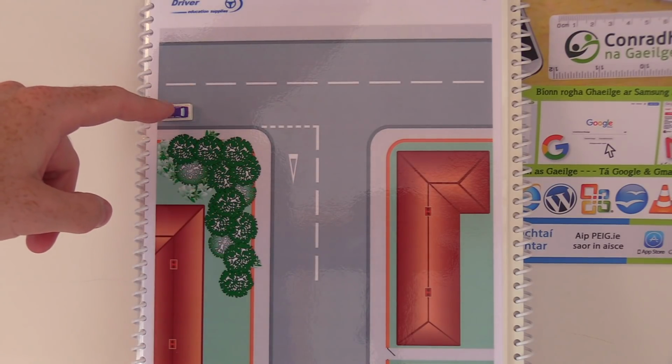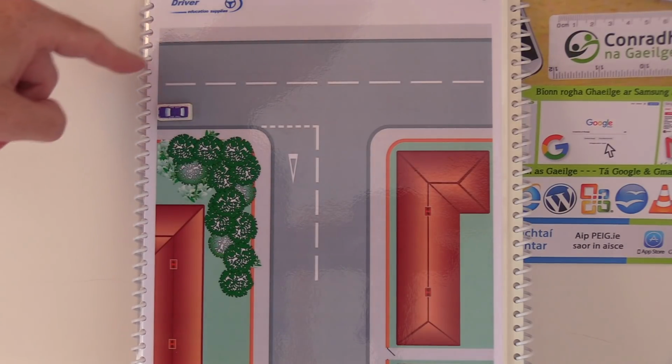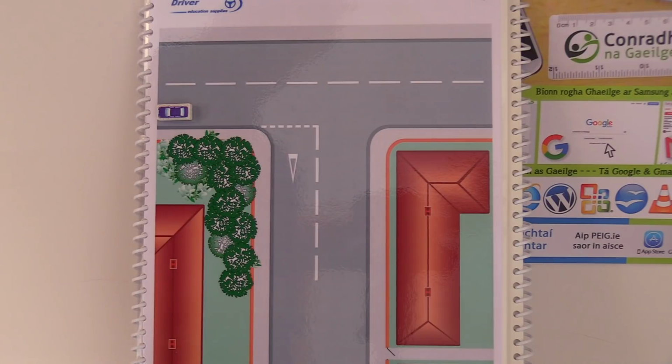So the first thing under observation is, before the car moves off, to give a full look all around, a general look all around, to check the area for any children or cyclists that might be there. Don't just put it into reverse gear and go. Make sure you look around first.